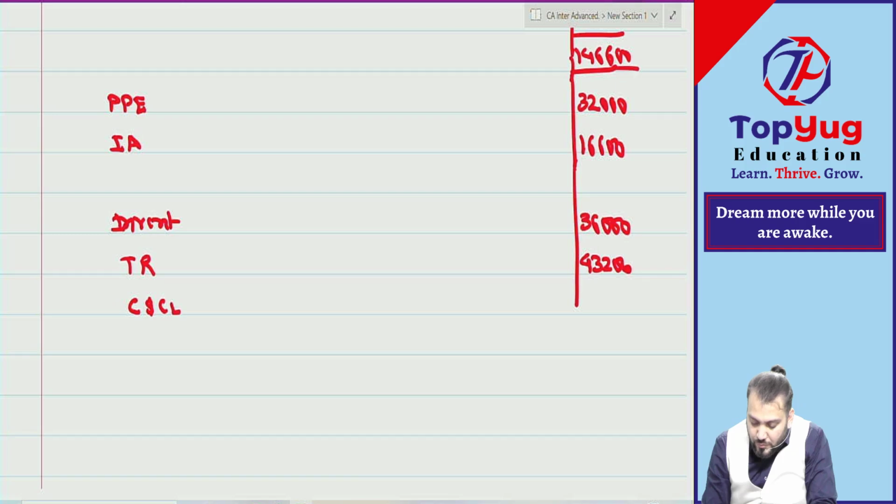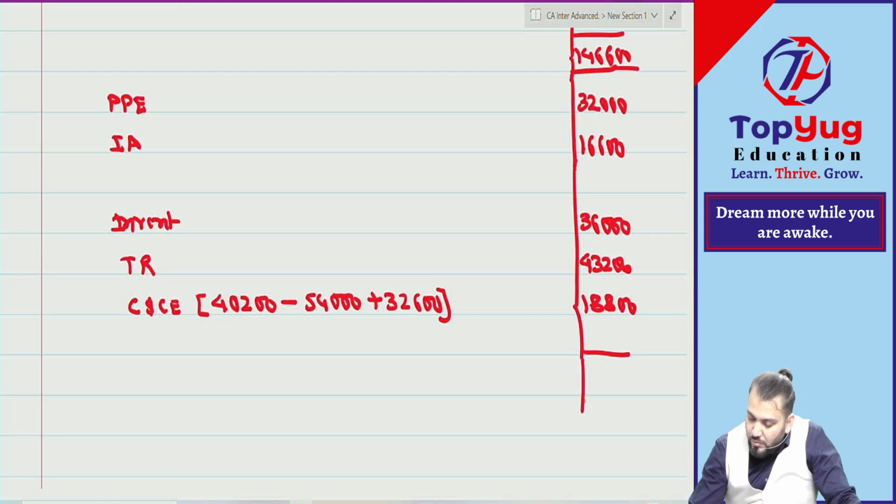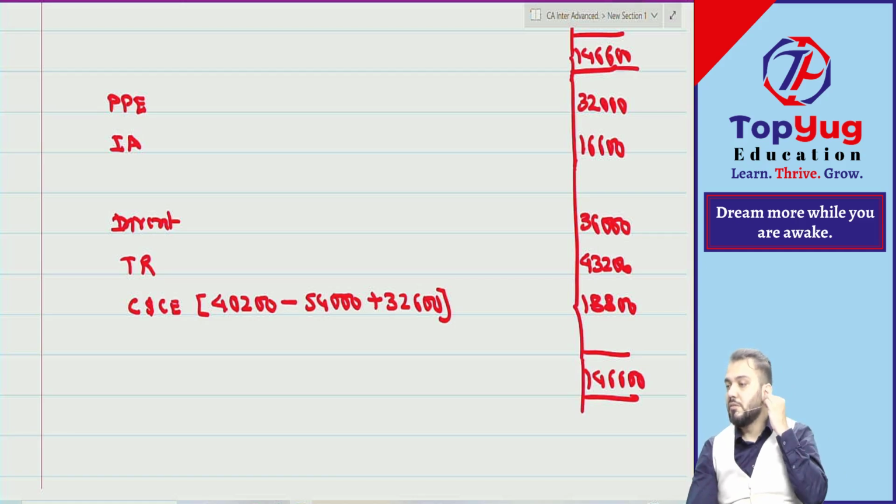Then cash and cash equivalent will change. Be careful. Tell me, what was the balance in the balance sheet? Then how much payment done? Then how much issued? Correct now. So what is the balance? It will tally. Check it. 1,46,600. Super easy.